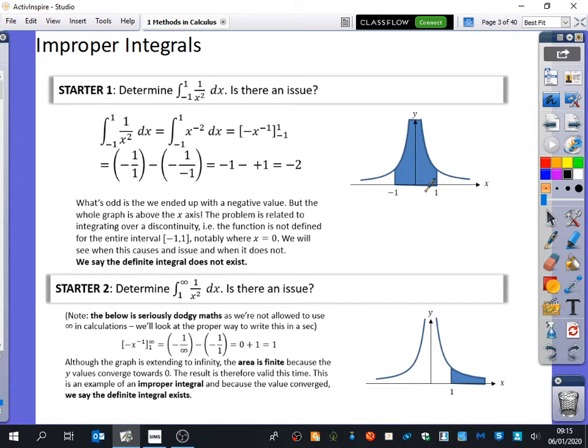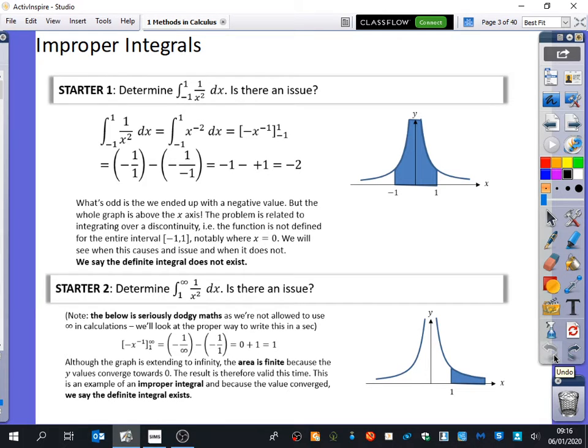So I've said here, what's odd is that we ended up with a negative value, but the whole graph is above the x-axis. The problem is related to integrating over a discontinuity. It says, i.e. the function is not defined for the entire interval minus 1 and 1, notably where x equals 0. So we know if x was equal to 0 here, you get some kind of problem. You're going to get 1 divided by 0, and you get some kind of asymptote. It is undefined there, which means it is not a continuous function. A continuous function would look like this, where you can continually draw the graph. This is not a continuous function because there's one point where it is not defined.